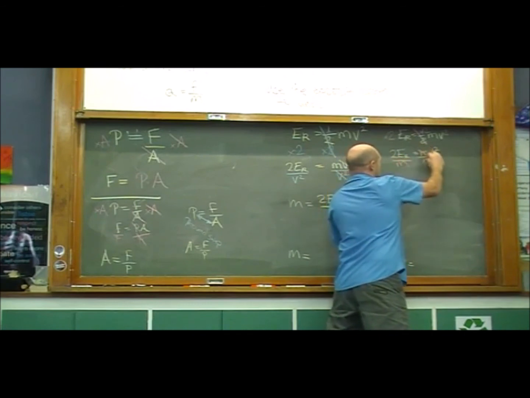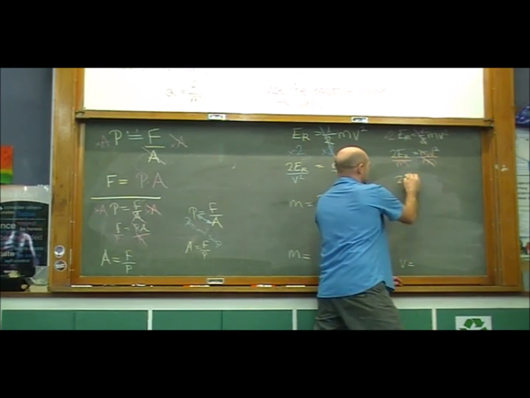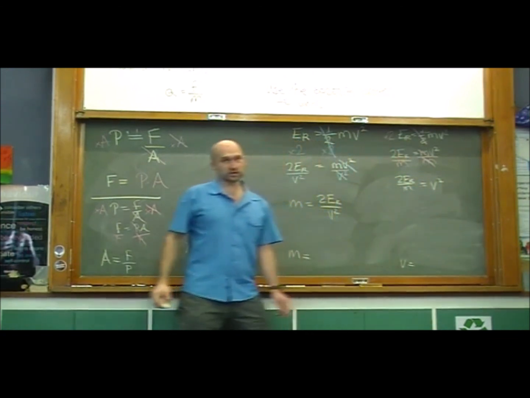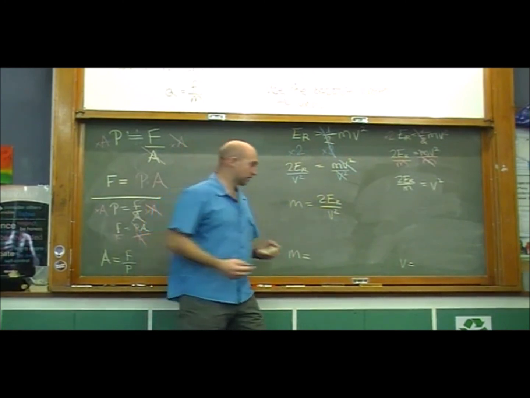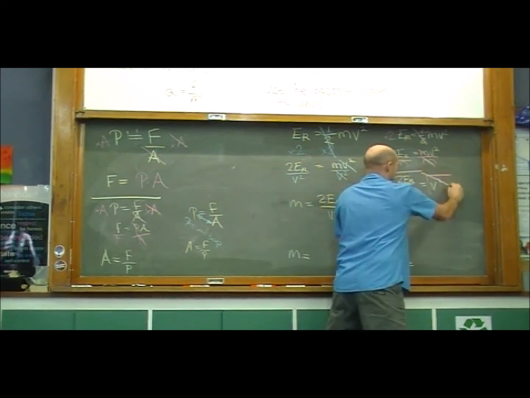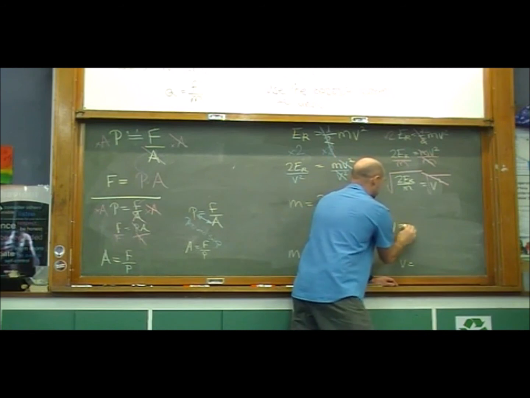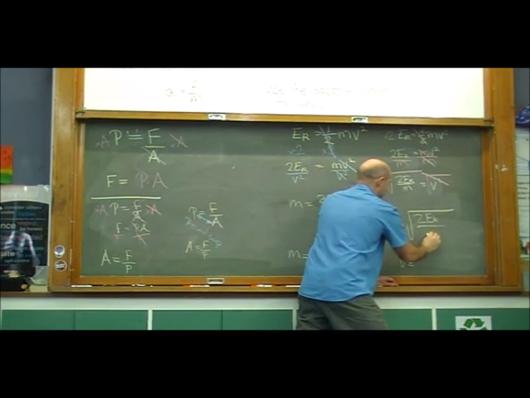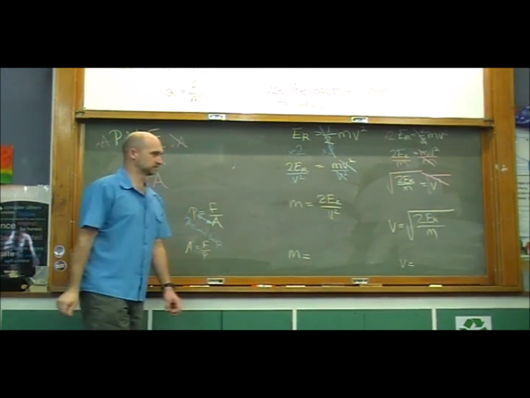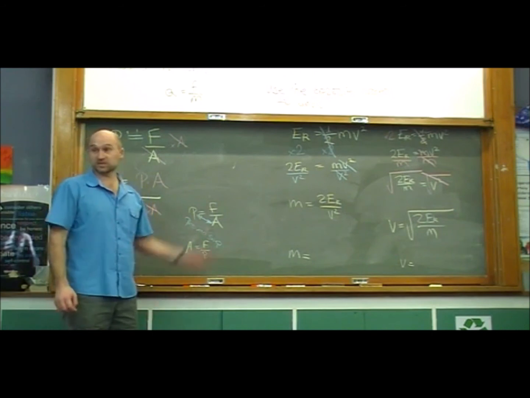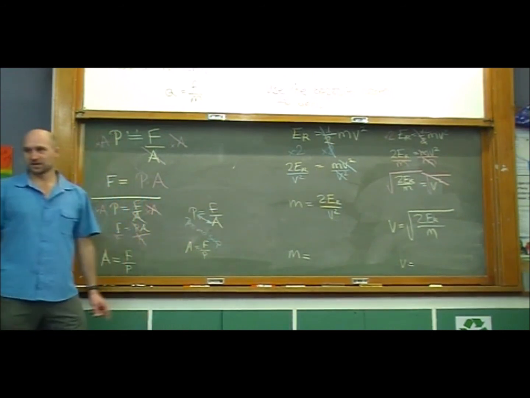on both sides. And so now we've got 2E_K over m is v squared, but we're trying to get v. What do we do? Square root, both sides. And so the square root cancels the squared, and we're left with v as the square root of 2E_K over m. So that's just a simple bracket. That's as bad as it gets, right? That's the worst one. That's a mess. It's not too bad, right?